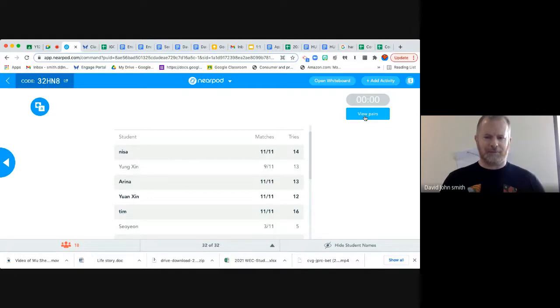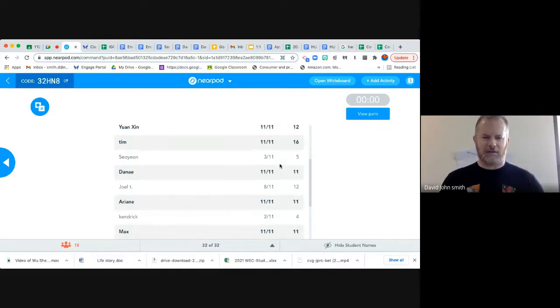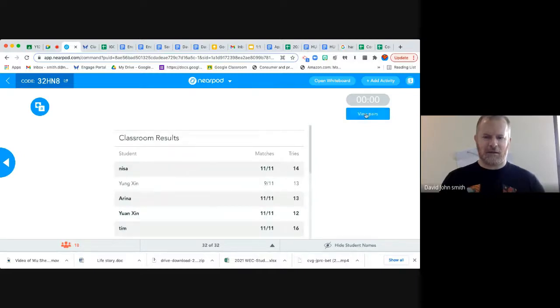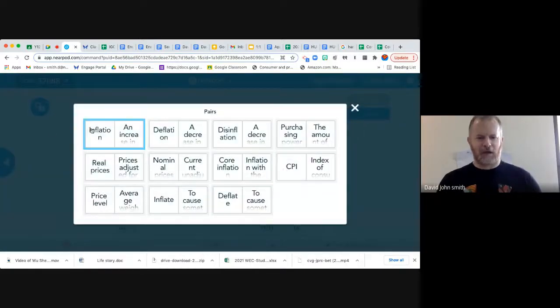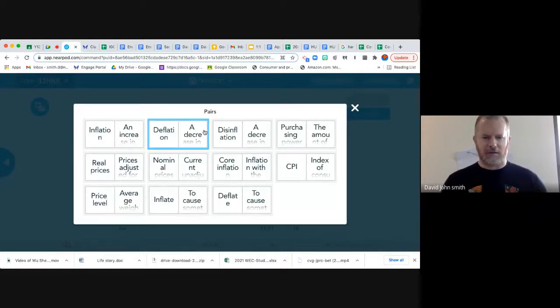Good go. Okay. Let's see what you're doing here. Inflation, that was your increase in the price level. Deflation, decrease in the price level. Disinflation, decrease in the rate of change in prices. Purchasing power, the amount we're able to consume, goods and services wise. Real prices, price adjusted. Nominal prices, current prices, unadjusted. Core inflation, inflation with the removal of the volatile goods. CPI, the index, price level, the average weighted index. To inflate, make it increase. To deflate, to cause it to decrease.